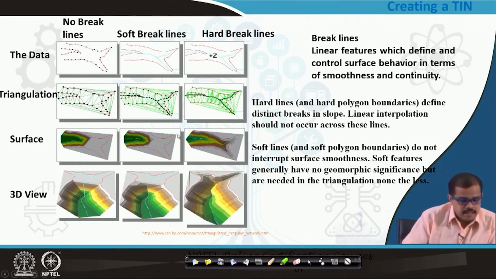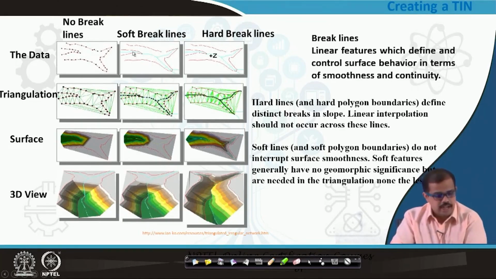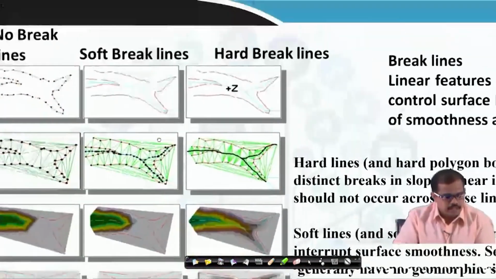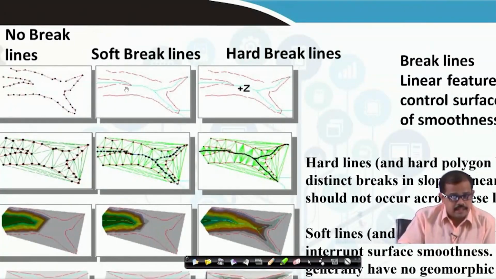So, for example, here you have an image where there are no break lines, it actually continues all throughout, but when you see the second image, it has a break line. When you see these, these are soft break lines, whereas these are hard break lines.